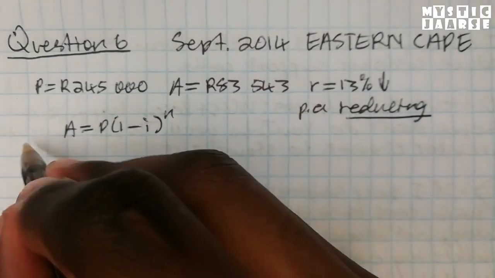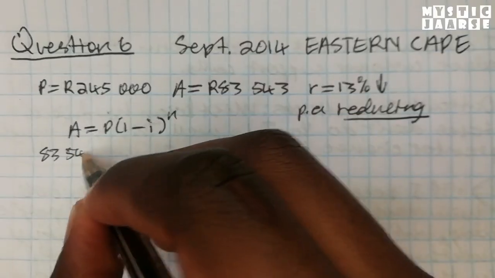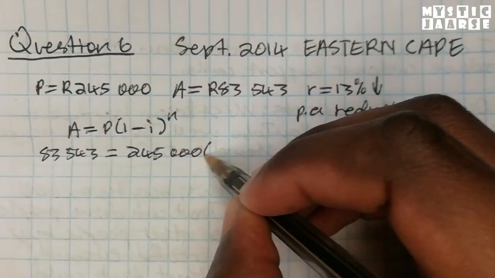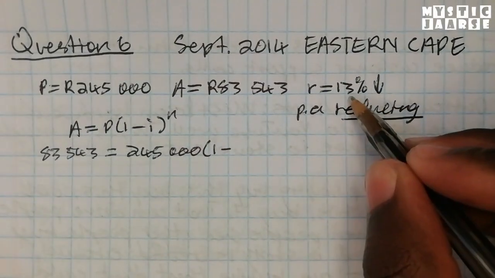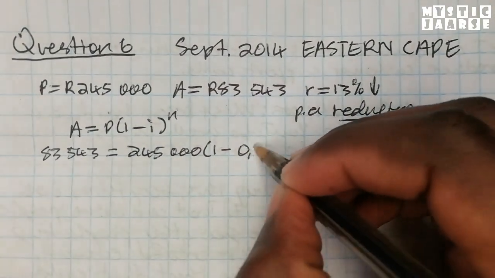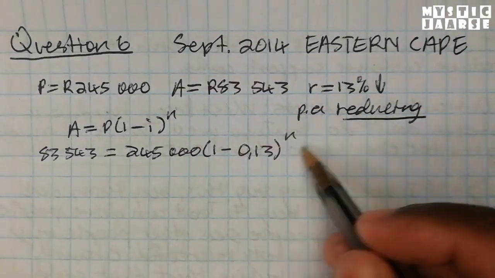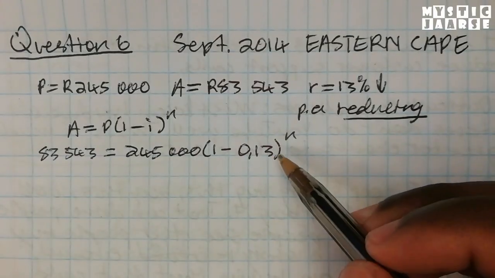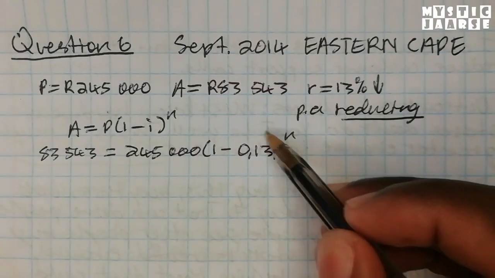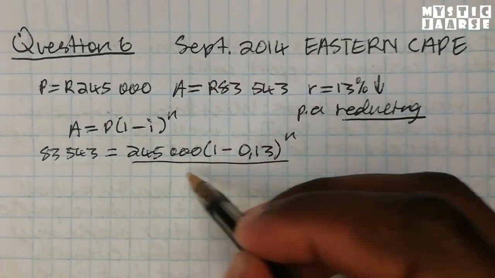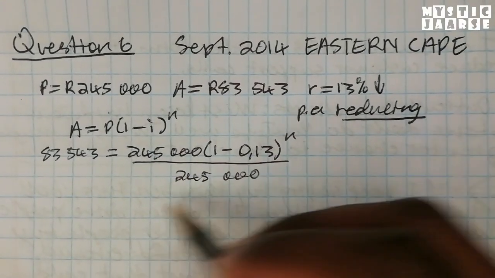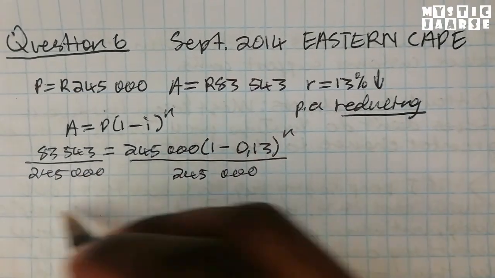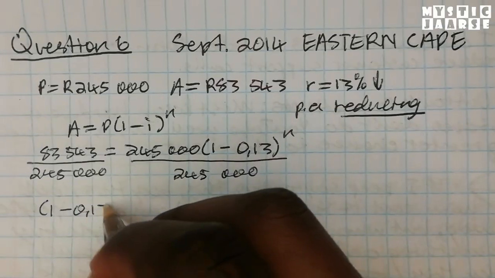So the accumulated amount, 83,543 rand, is equal to the principal amount, 245,000 rand, times (1 minus 13 divided by 100, which is 0.13) to the power of n. Now we are solving for n. n's base is multiplied by this number, so in order for us to be left with n's base, we need to divide both sides by 245,000 rand.